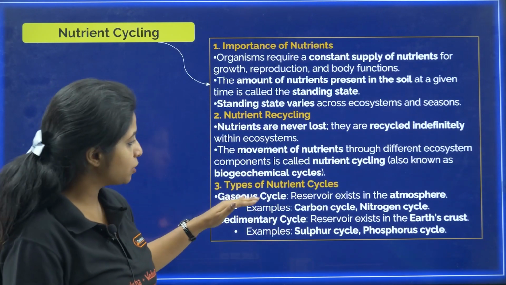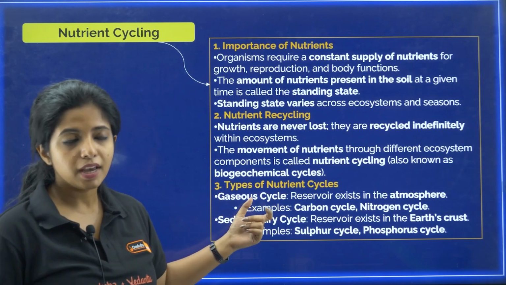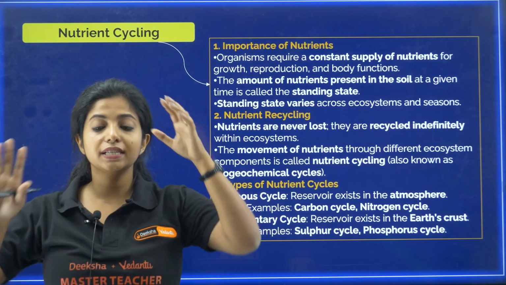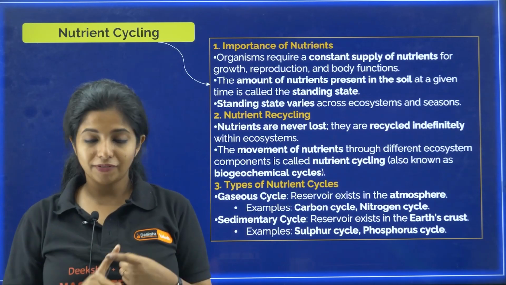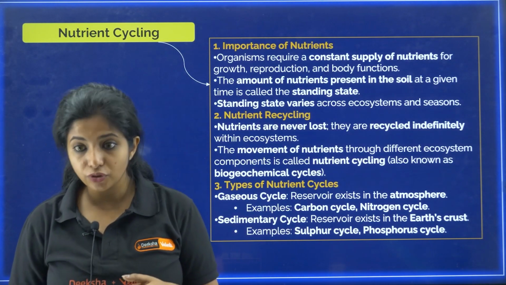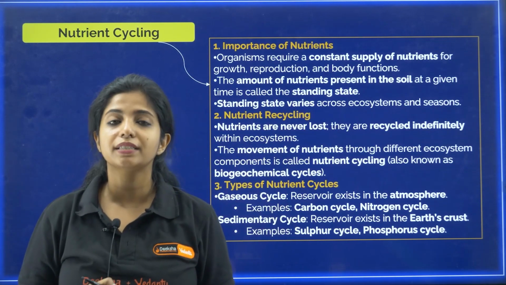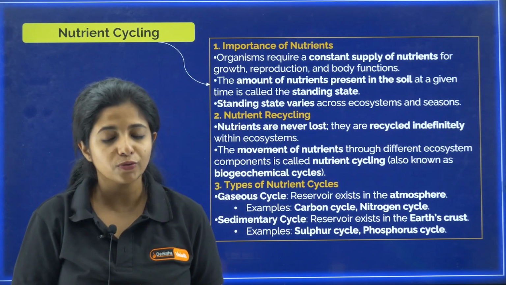Got it? Now the types of nutrient cycling, you have gaseous cycle and you have sedimentary cycle. Gaseous as in the reservoir, whatever gas is there, it is there in the atmosphere. Example, you have carbon cycle, you have nitrogen cycle. Talking about the next thing, that is sedimentary cycle. So reservoir exists in the earth's crust, not in the atmosphere but in the earth's crust. For example, sulfur cycle or phosphorus cycle.